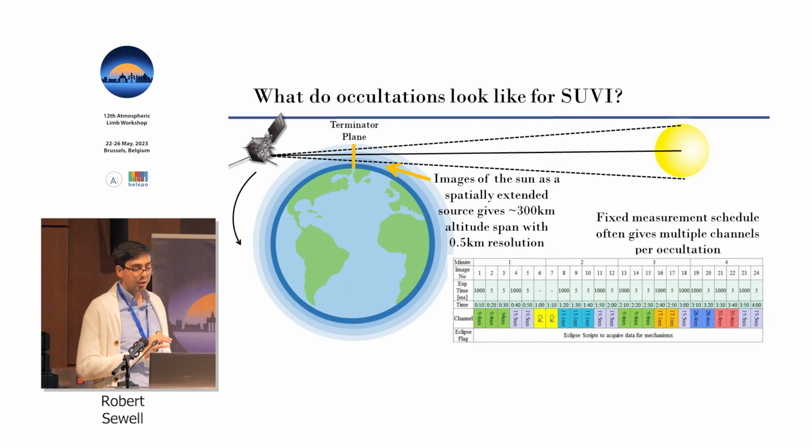And SUVI measures at 6 different wavelengths. In the extreme ultraviolet, we can use 4 of them, the 195, 171, 284, and 304 angstrom channels, because they have a high enough signal to noise during occultations. And they're always measured on a fixed measurement schedule. And so during the about 2-minute occultation period, we're able to get measurements from multiple channels, and this allows us to resolve between the major species in Earth's thermosphere, which are atomic oxygen and molecular nitrogen.